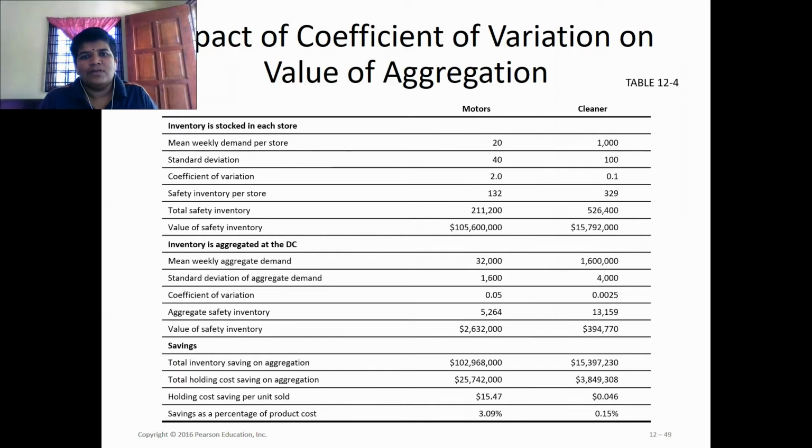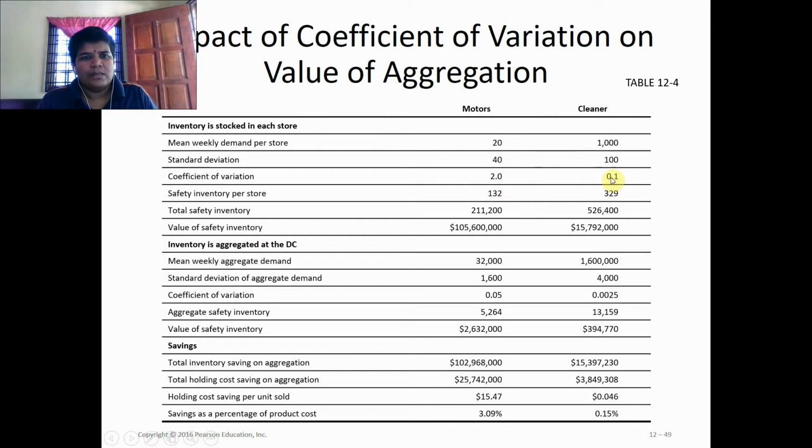So here you see it's motors and cleaner. Inventory mean per stock, motors 20, cleaner is the numbers. This is a slow moving item, this is a fast moving item, so you can see the difference. That's why earlier they said for slow moving the coefficient of variation will be higher compared to the fast moving product.